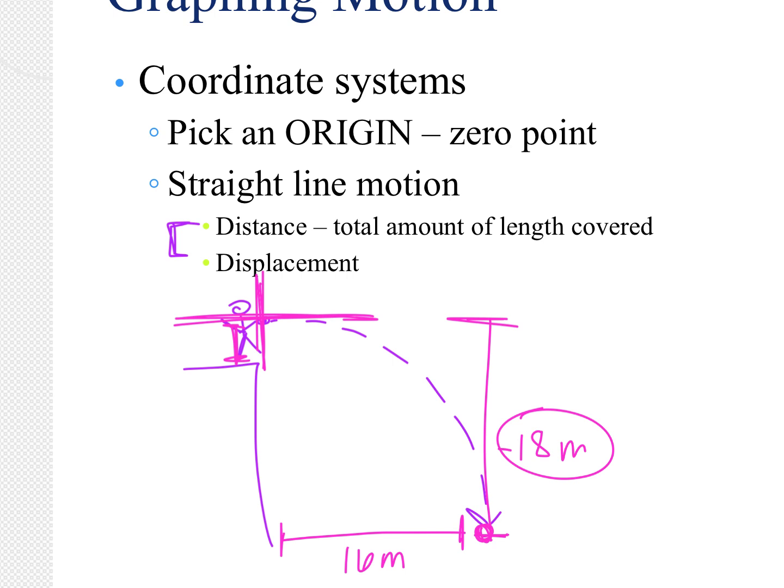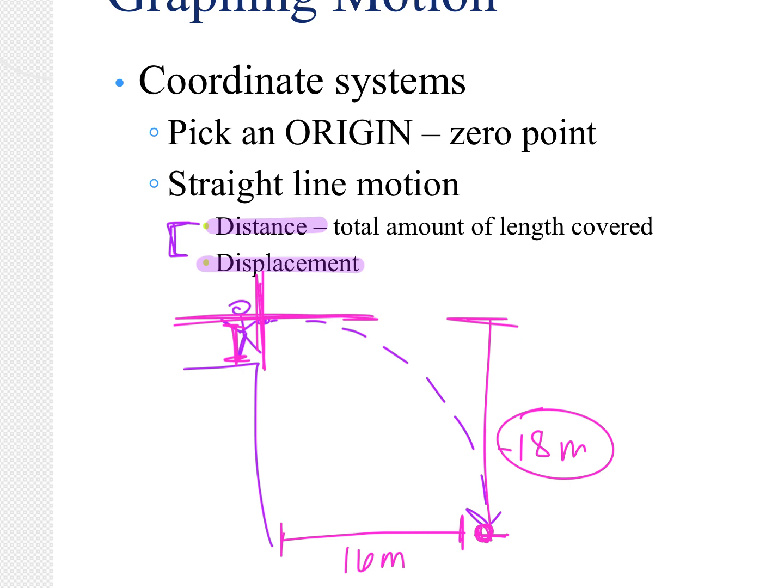So when we deal in straight line motion, there are two vocabulary words that we need to know. And these words mean two very different things. Distance is a word you've heard a lot, right? Have you ever heard the word displacement? What's it mean to displace something? Yeah, to move it, right? To move it out of the way or remove it. But in this case, distance and displacement mean two very different things. Distance is the total amount of length covered.